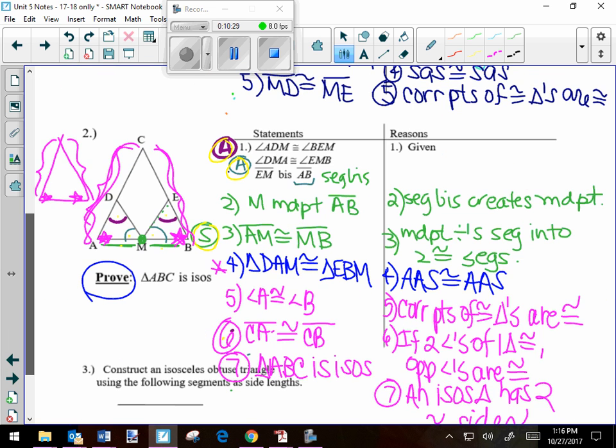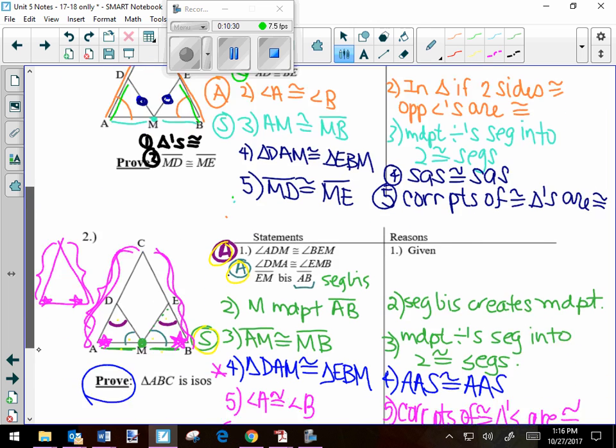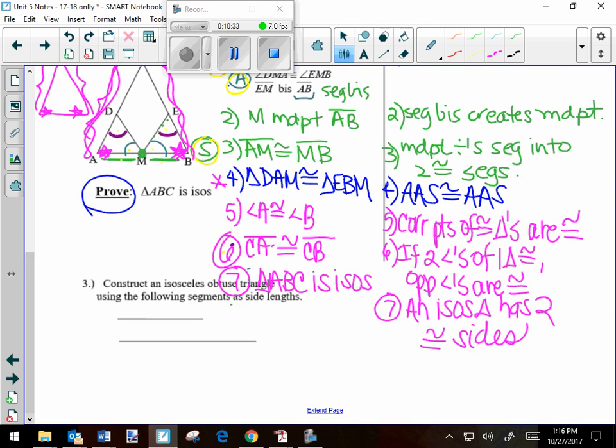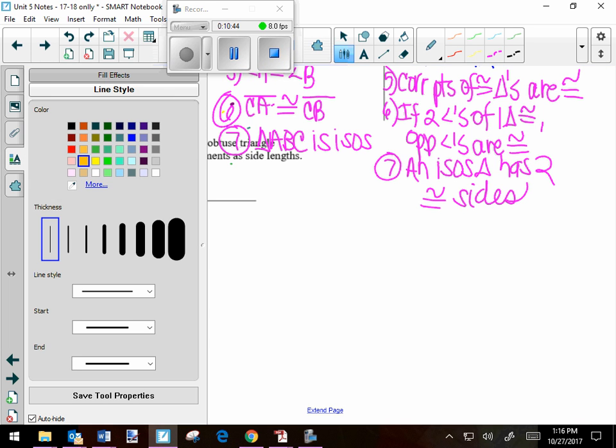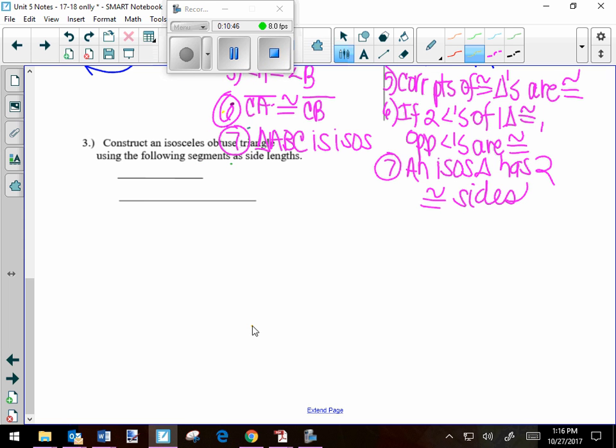So in question 3, with this construction, they're telling us that they want us to construct an isosceles obtuse triangle using the two side lengths. They're pretty specific in these directions by saying that they want it to be obtuse and isosceles. Isosceles means that one or the other of the two sides that are given are going to have to be repeated. Obtuse means that our angle has to end up being an angle that's more than 90 degrees.